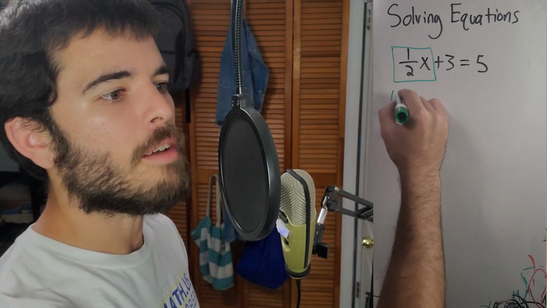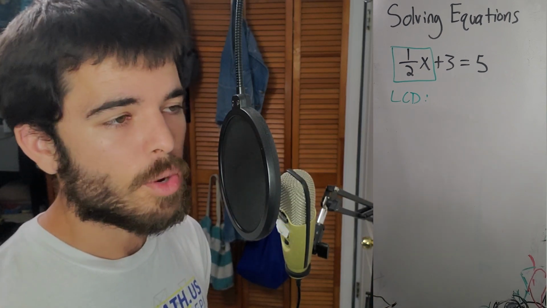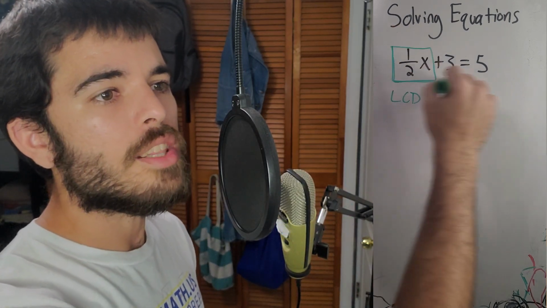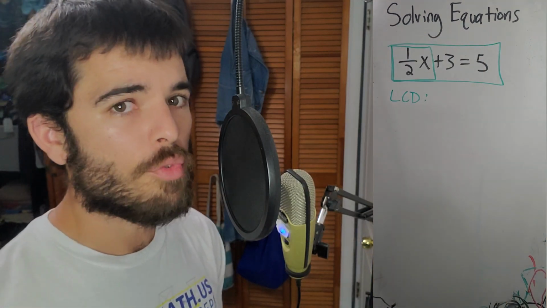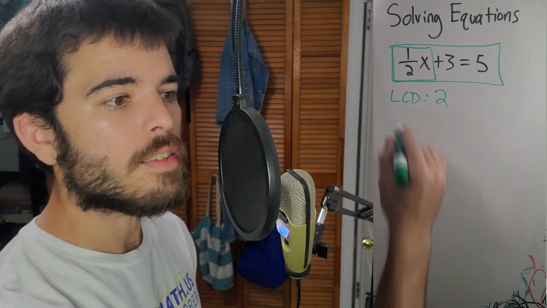And the way we do that is by finding the LCD of the entire equation. So out of this entire equation, thankfully, we only have one fraction. So the LCD is easy. The LCD is just 2. That's the least common denominator.